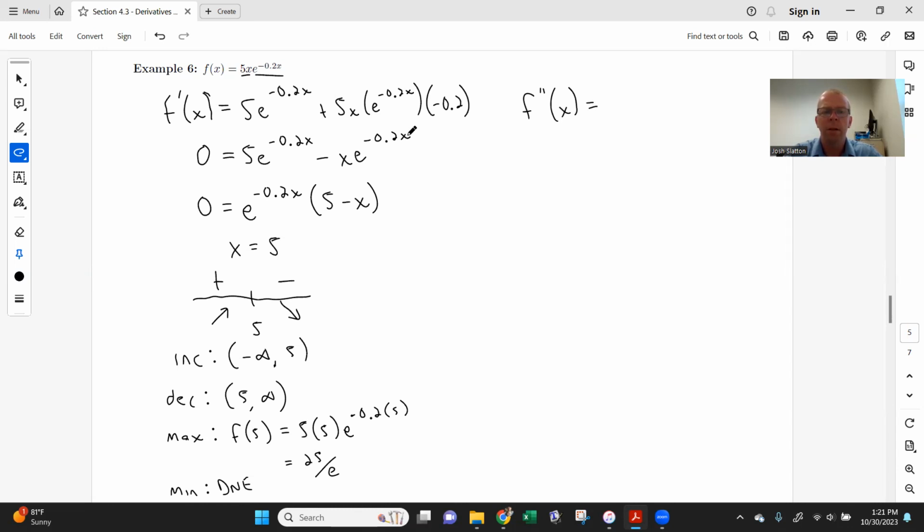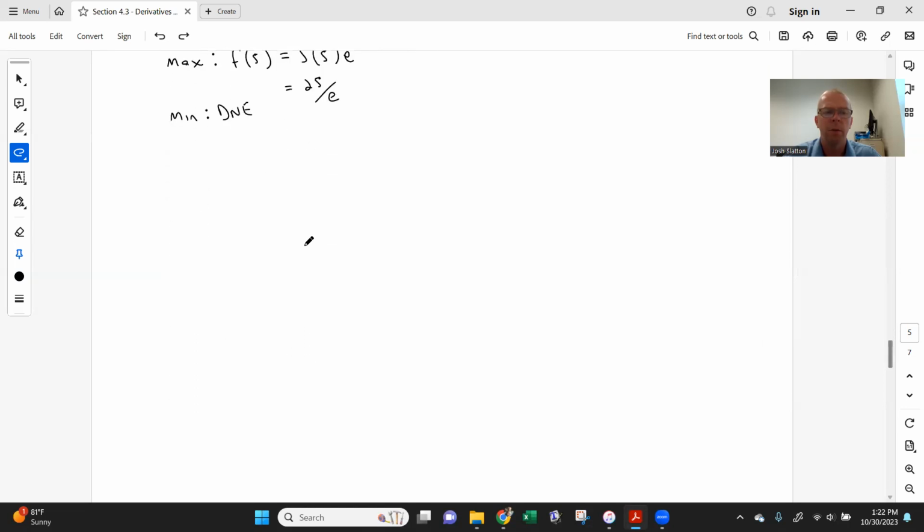F double prime. So now we're going to take the derivative of that one, or you can do that one, either way. So we have 5e to the negative 0.2x. And let's see, maybe we should move down. I don't know if we have enough room here. So let's see, we'll write our first derivative here again. So f prime of x is 5e to the negative 0.2x minus xe to the negative 0.2x.